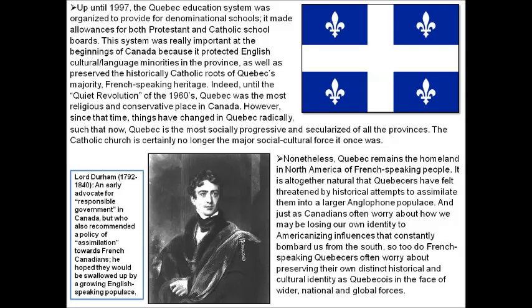Like, he thought that they could just basically be swallowed up by a growing English population, which essentially is how they got clubbed so hard in Manitoba too, right? So Lord Durham, he's a good example of why Quebecers were a little bit suspicious of English-speaking Canada. I think these are important items to consider when we're thinking about cultural identity, which is a big part of social studies.